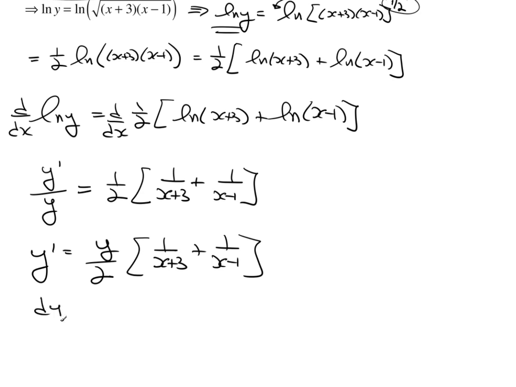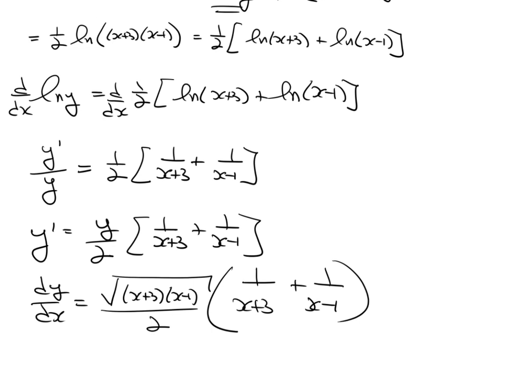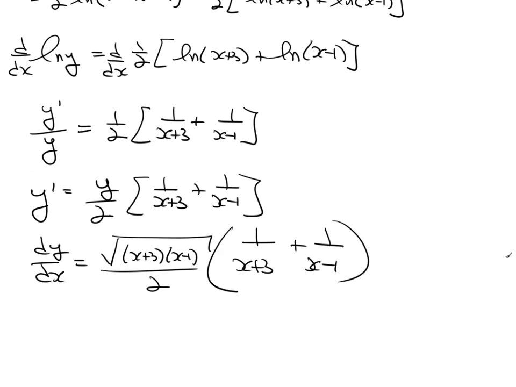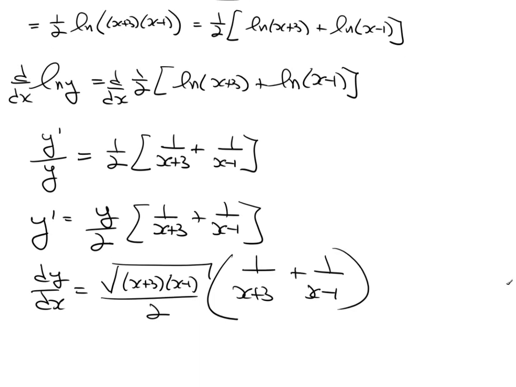So y prime, which is dy/dx, equals our original function, the square root of x plus 3 times x minus 1, over 2, there's my 2 right there, times 1 over x plus 3 plus 1 over x minus 1. So there's the derivative of my original function, the derivative of the square root of x plus 3 times x minus 1. That's actually kind of a cool process. It may look kind of convoluted there, but when you have something very complicated, this really can make life a lot easier.